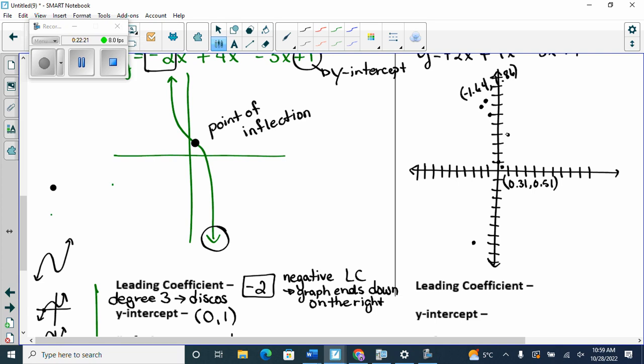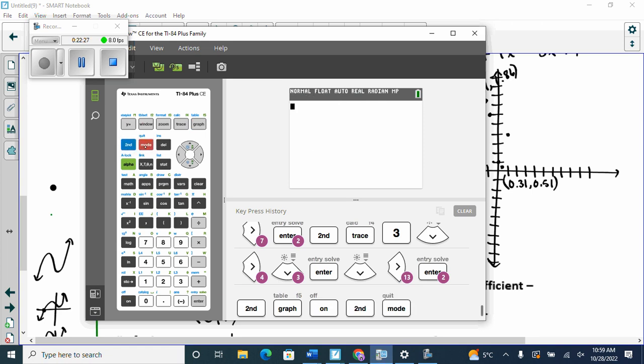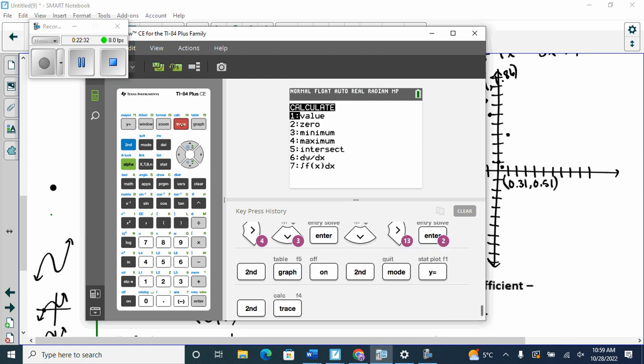I want to calculate something, so what am I going to do? I'm going to go y equals, and then I can go second, calc, and I want to find the x-intercept. Well, x-intercept isn't on there, but there are other words that mean x-intercept. What other word means x-intercept? The 0. Zeros, roots, x-intercepts are all interchangeable words. So we're going to find the x-intercept by pressing number 2, which is 0.